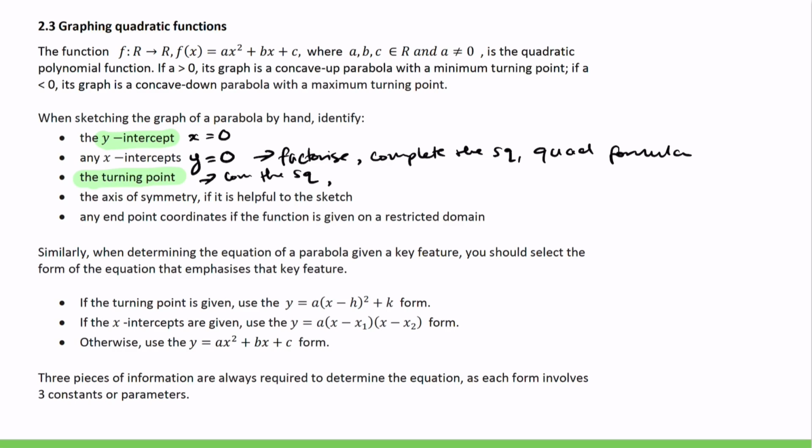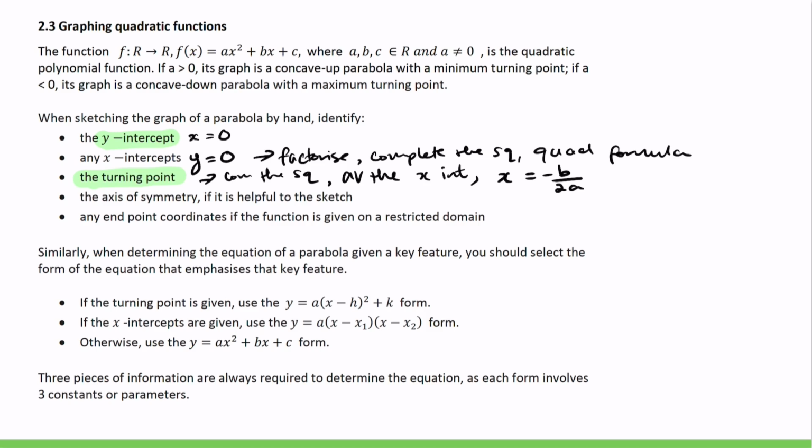The second thing you could do is average your 2 x values, which gives you the axis of symmetry, and then you can substitute that into your original equation to give you your y values. So that's average the x-intercepts. And finally, there is a formula that you can use where your x value, your axis of symmetry, is equal to negative b on 2a, and then you can substitute that in to, again, find your y value. So those are the 3 different ways that you can find the turning point.